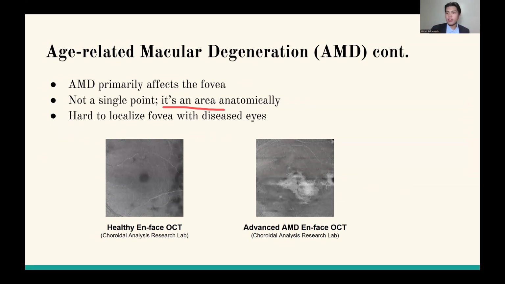Now, it's really hard to localize the fovea with diseased eyes. On the left, it's pretty easy to determine where the fovea might be for a healthy en-face OCT eye, but for more advanced pathological cases, it can be difficult to determine where the fovea might reside.